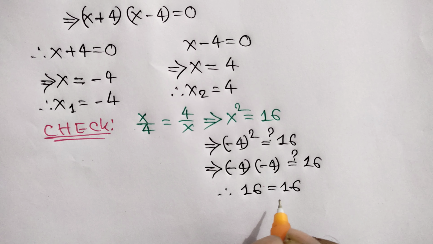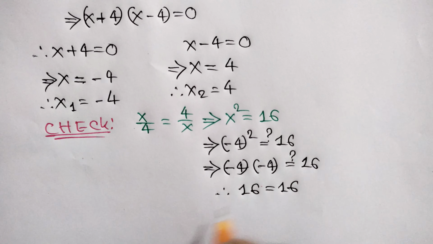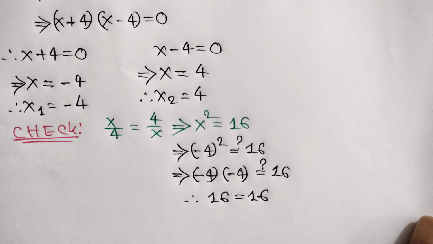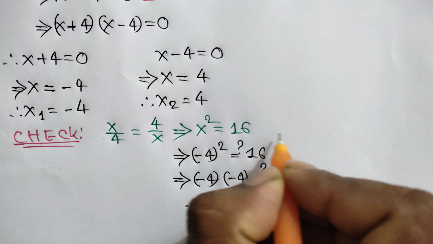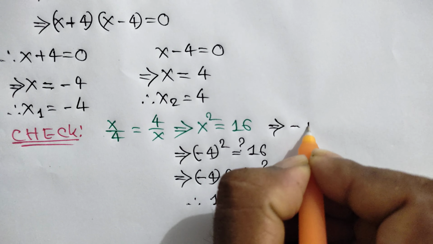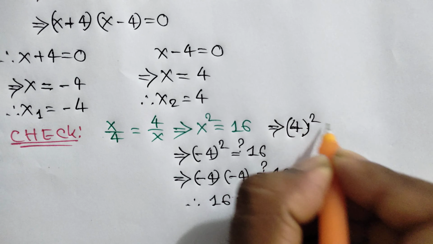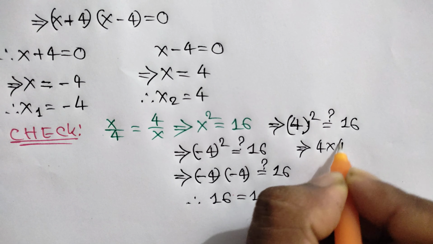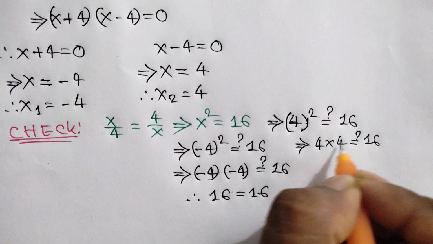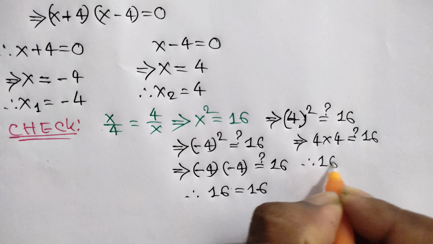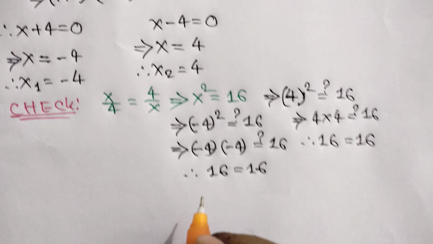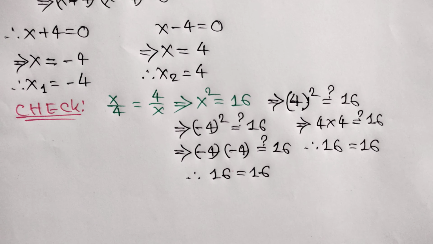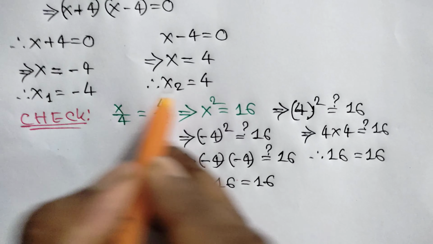So left hand side is equal to right hand side. So x is equal to negative 4, our first value is right. Now check when x is equal to 4, we can write here 4 square is equal to 16, or 4 square can be written as 4 times 4 is equal to 16. We know 4 times 4 is 16, so 16 is equal to 16. So left hand side is equal to right hand side. So our second value, x is equal to 4, is also right. So there are two values of x, negative 4 and 4.